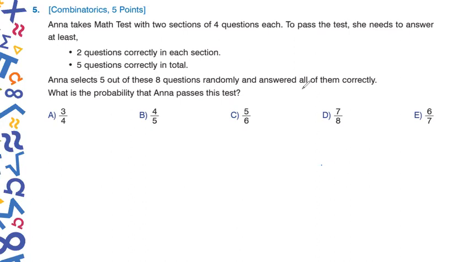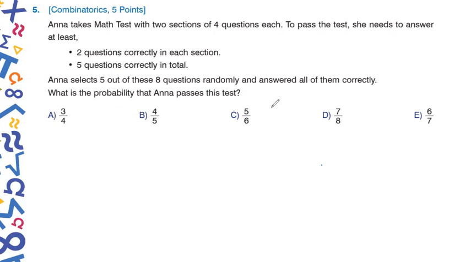Anna takes a math test with 2 sections, each has 4 questions. And to pass the test, she has to meet at least these 2 requirements: 2 questions correctly in each section, and also 5 questions correctly in total. She selects 5 out of 8 problems randomly and answers them all correctly. What is the probability that she's going to pass the test?